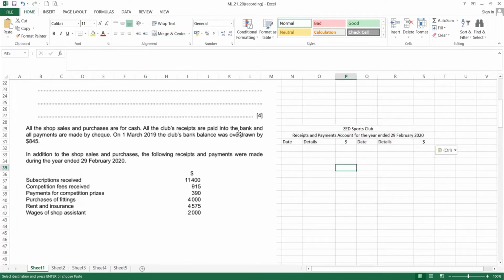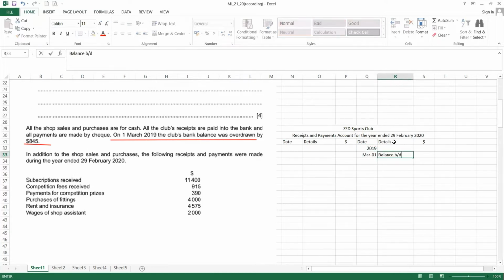Okay. The first sentence, they say on 1st March 2019 it was overdrawn. So this is the one that we need to fill in first. Overdrawn means it's a liability. So liability is on the credit side. March 1st, balance brought down, 845.